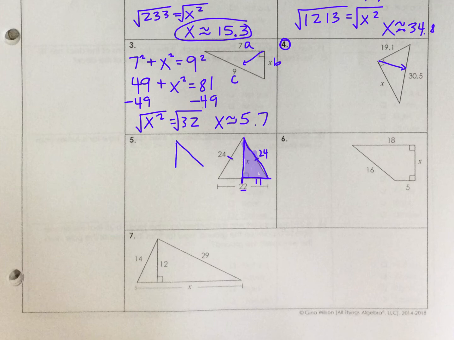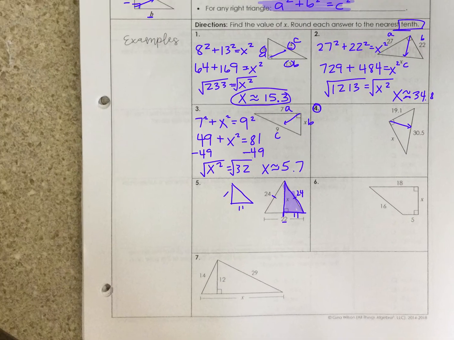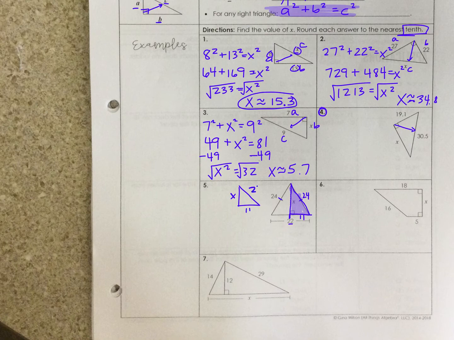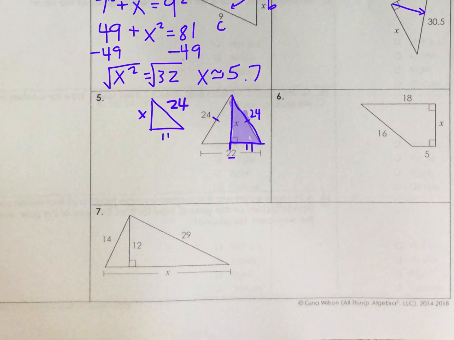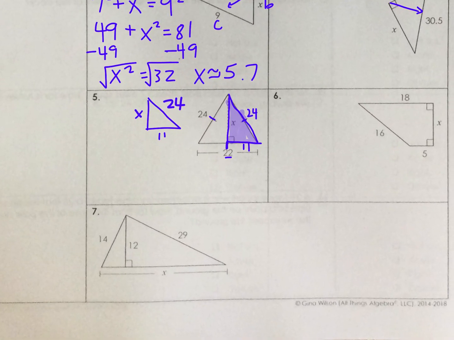So I'm going to pull this out. So I've got 11, x, and 24. So let's label. I've got my C is going to be right here across from it. I'll just say A and B. So x squared plus 11 squared is going to equal 24 squared. We're not going to solve these out. We're just going to figure out how to set them up.